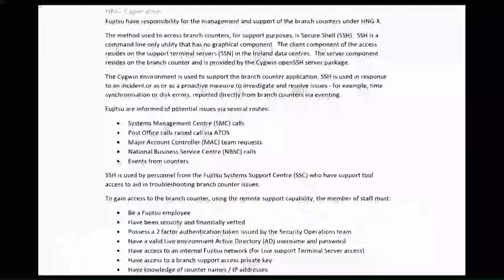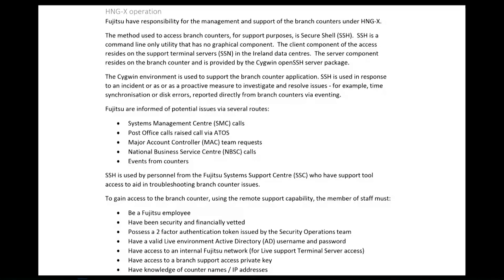It then sets out requirements, if we skip on a couple of paragraphs, to gain access to the branch counter. It says, using the remote support capability, the member of staff must, and then there are a number of requirements set out, be a Fujitsu employee, have been security and financially vetted. Was that a new requirement, to have been financially vetted?